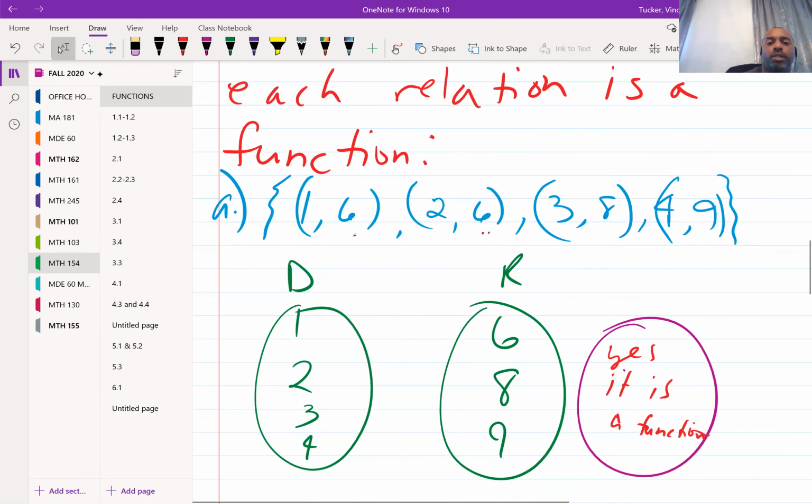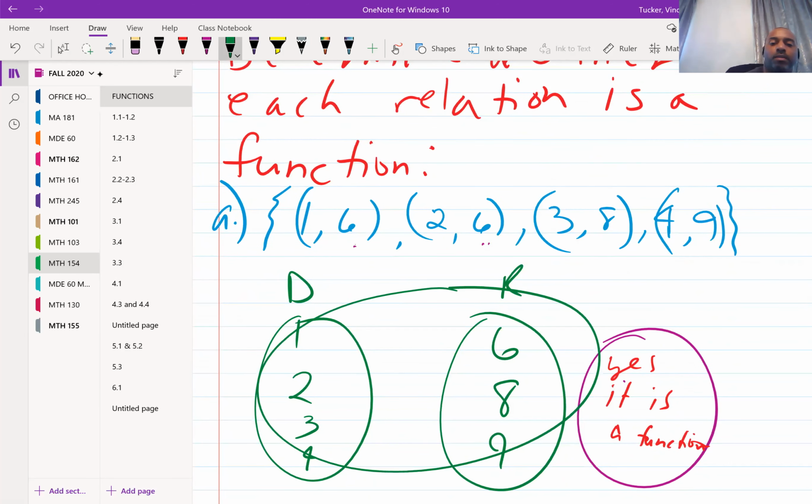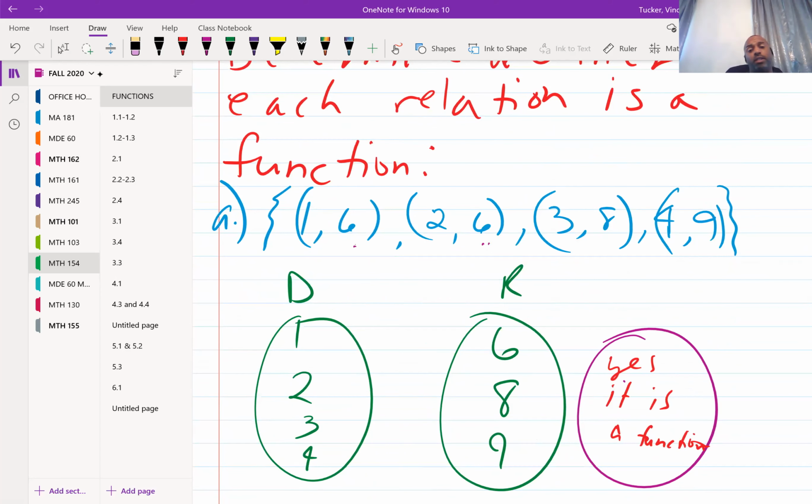So what we'll do is create a mapping. That's what I did right here, my domain and range. Over here, all of my values in my domain: 1, 2, 3, 4. Over here, all of my values in my range: 6, 8, and 9. So we'll look at each one of the elements in the domain individually, to see if they fit the description of a function. In other words, each value in the domain goes to exactly one element in your range.